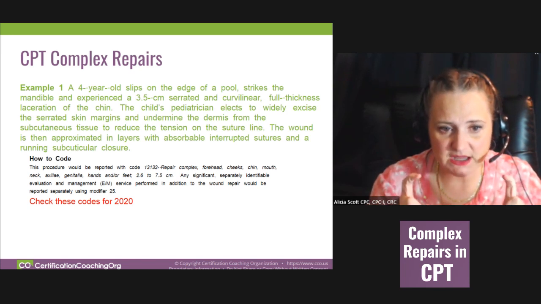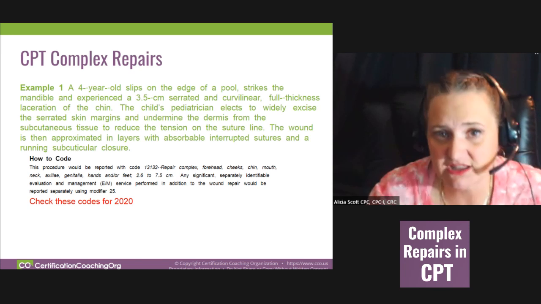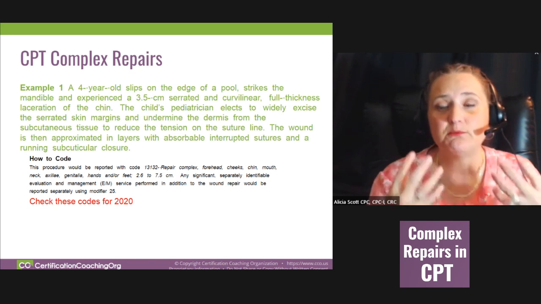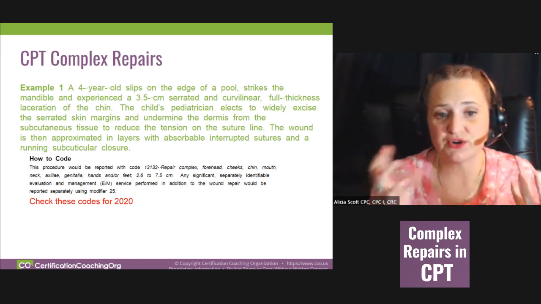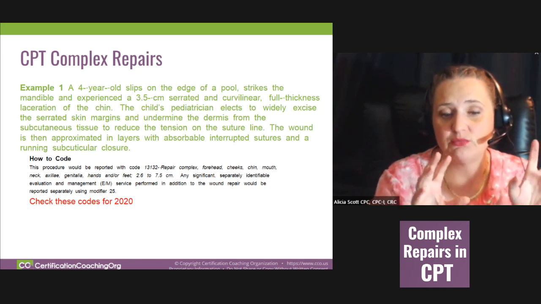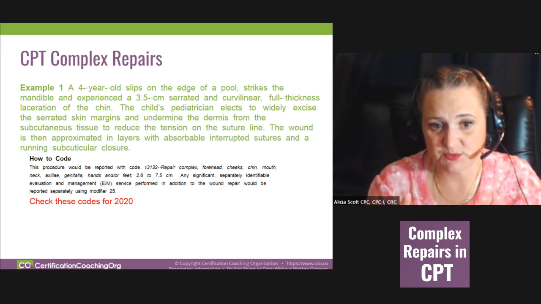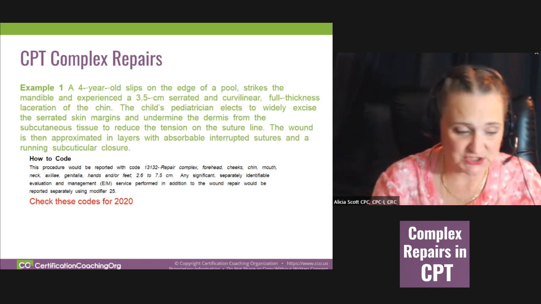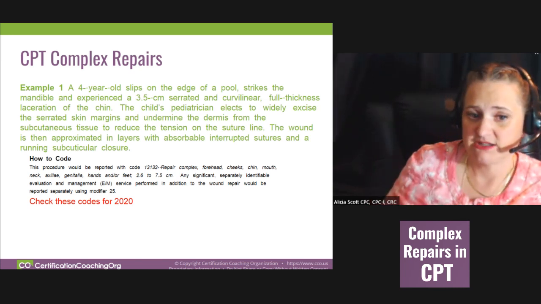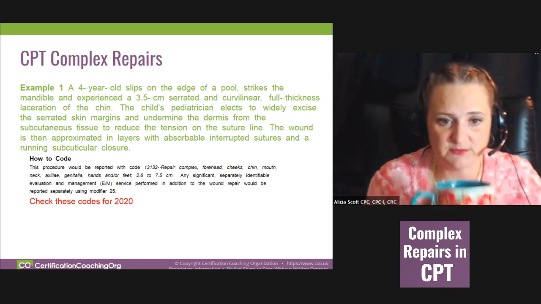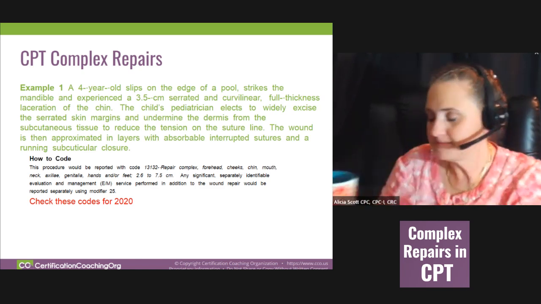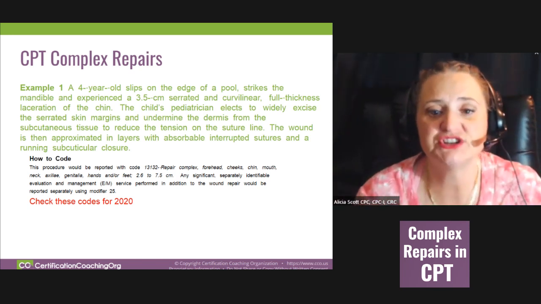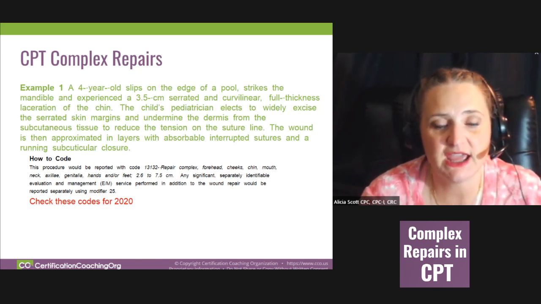Now, I want to let you know that I didn't double check these codes. I don't know when this was presented. So please, if the code has changed or anything has been a little bit different, we're going to be doing this for 2020, so forgive us if the 13132 has any changes in it. Again, this was in the article that I wanted to share. And so we have a complex repair: forehead, cheek, chin, mouth, neck, axilla, genitalia, hand, and/or feet.